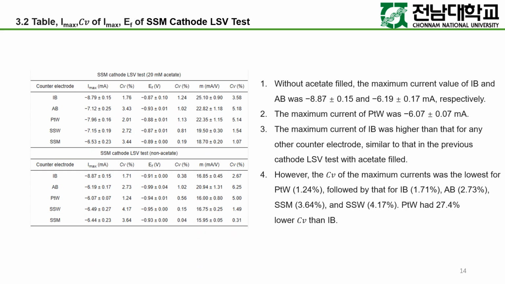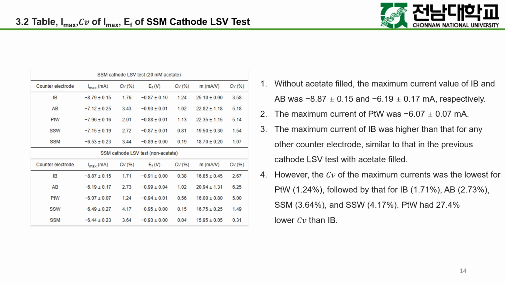To compare reproducibility from each counter-electrode more accurately, the cathode LSV tests were performed without acetate filled. In this table, the maximum current values of IB and AB were -8.87 ± 0.15 and -6.19 ± 0.17 mA, respectively. The maximum current of point W was -6.07 ± 0.07 mA. The maximum current of IB was higher than that for any other counter-electrode, similar to that in the previous cathode LSV test with acetate filled.